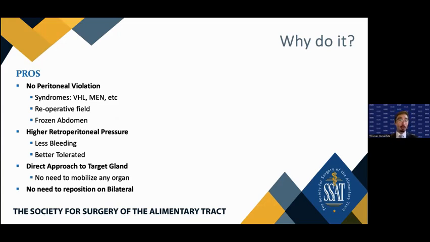Your target, as soon as you put in the ports, you localize your anatomy. You don't need to mobilize and take anything out of the way, just the retroperitoneal fat, which with BMI, we know can be quite a bit. And in the case of a bilateral patient that needs bilateral adrenalectomy, or if you do a cortical sparing or whatever you want to do, you don't need to reposition them. So it's a significant amount of time saved on your turnover.